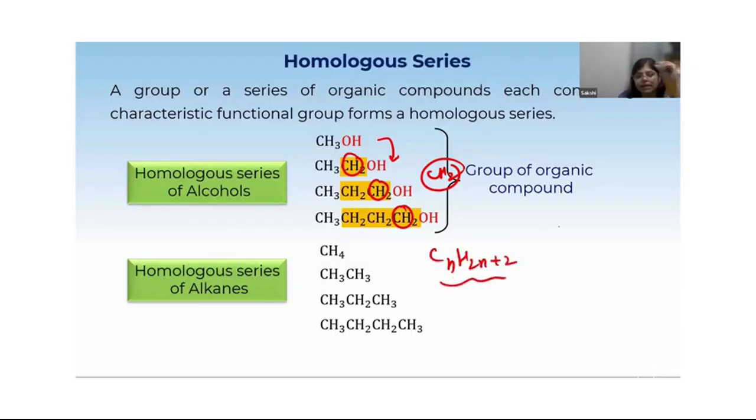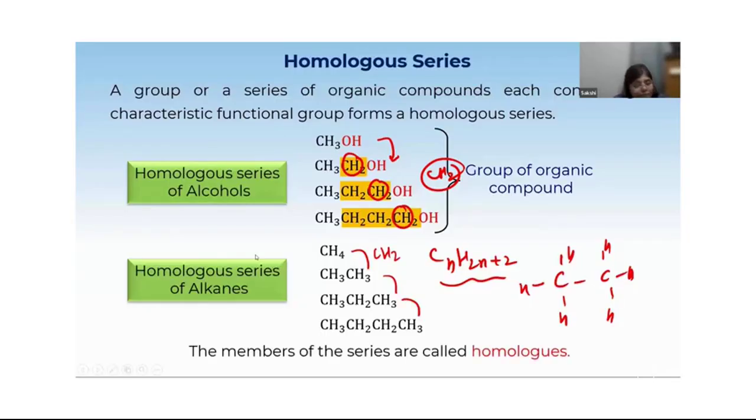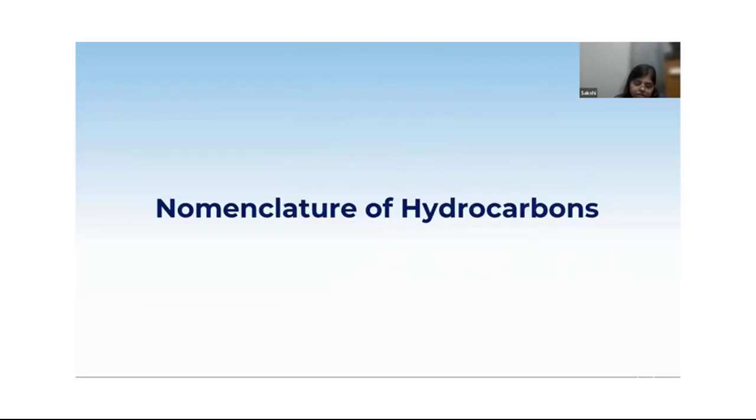An alkane is any compound, like a hydrocarbon, that has just single bonds, right? Can you see only single bonds are present? Now, if I add another CH3, it differs by a CH2 unit. If you see, the difference is 1 carbon and 2 hydrogen everywhere, right? So this is a homologous series, okay? The members of this series, we call them homologues, right?